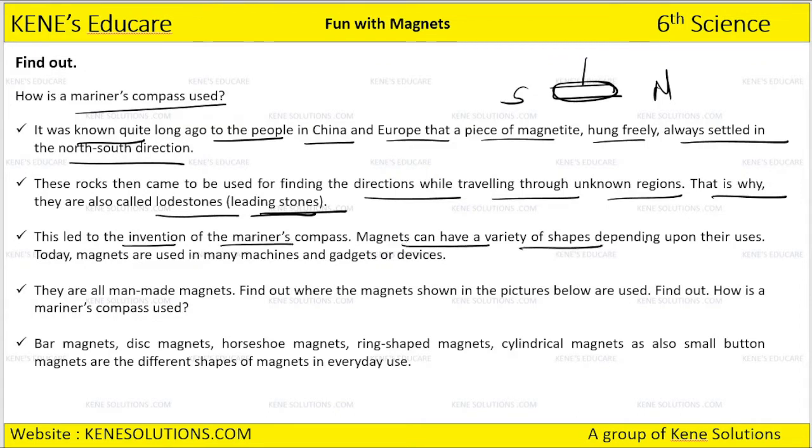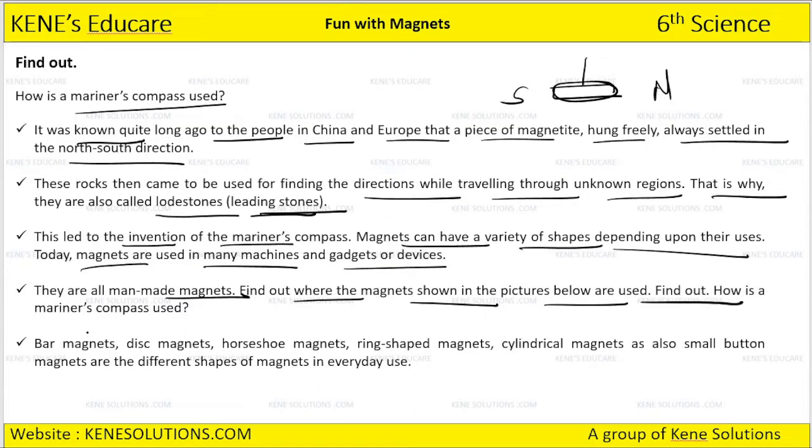Magnets can have a variety of shapes depending upon their use. It depends on their uses. Today, magnets are used in many machines, gadgets or devices, and they are all man-made magnets. Today we use magnets in a lot of machines. Find out where the magnets shown in the picture below are used, to find out how the mariner's compass is used. You can find out how the mariner's compass is used.